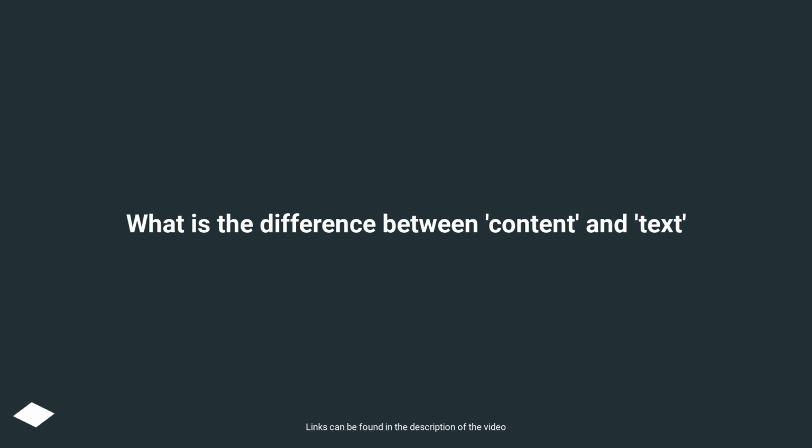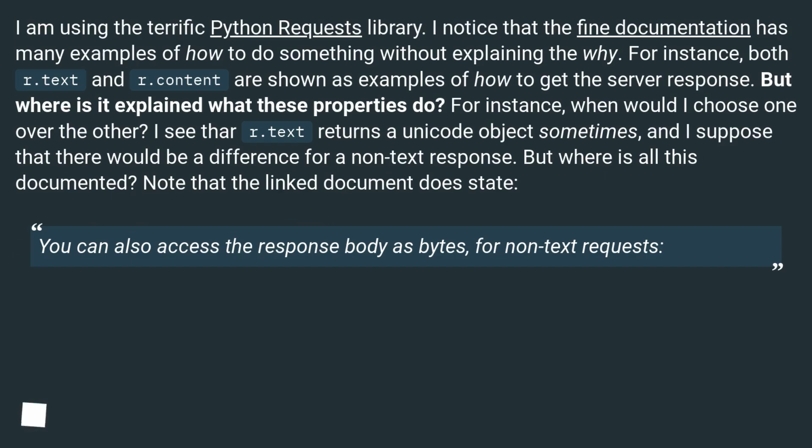What is the difference between content and text? I am using the terrific Python requests library. I notice that the fine documentation has many examples of how to do something without explaining the why. For instance, both our .text and our .content are shown as examples of how to get the server response.